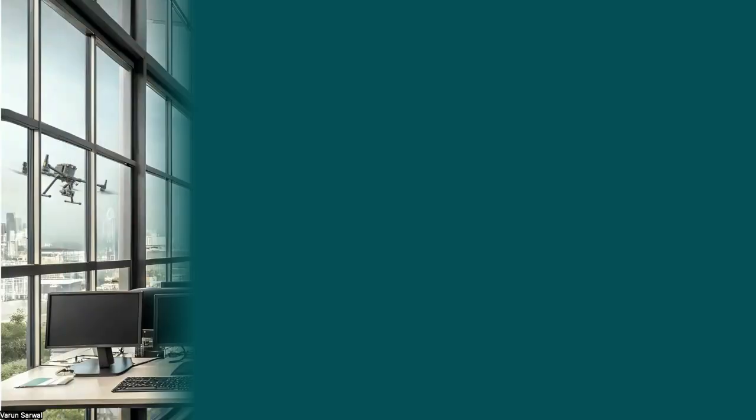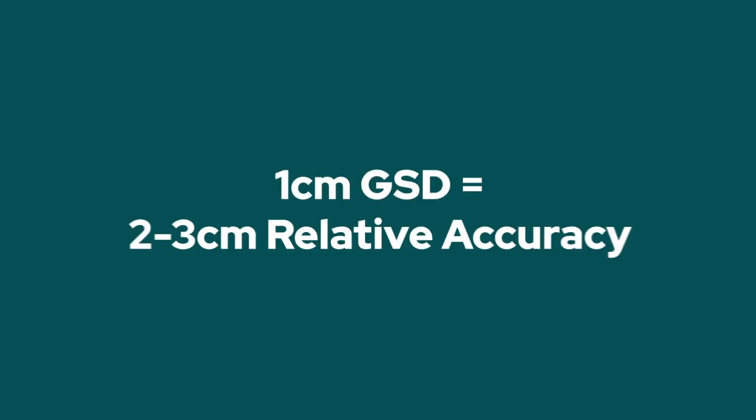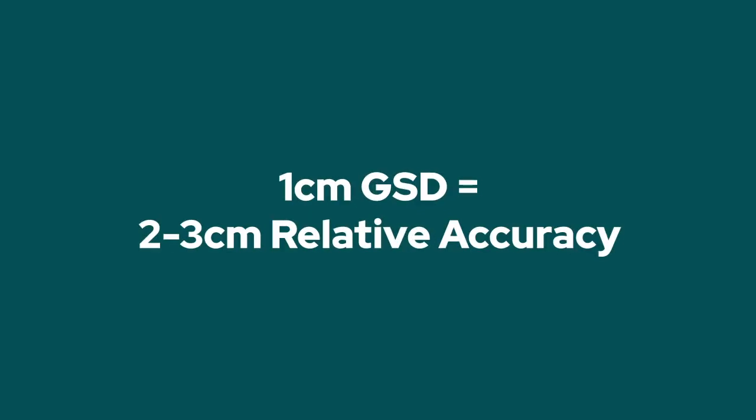As a rule of thumb, your relative accuracy will be somewhere between 2 to 3 times your GSD. So whatever you are capturing the data at in terms of the GSD, you multiply it by 2 or 3 to think about the relative accuracy you can expect. For example, if you are capturing the data at 1 centimeter per pixel, so about half an inch per pixel, you're looking at 2 to 3 centimeters of relative accuracy in the measurements.